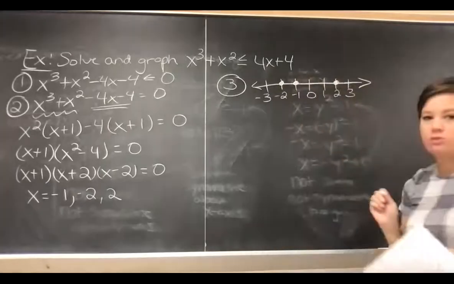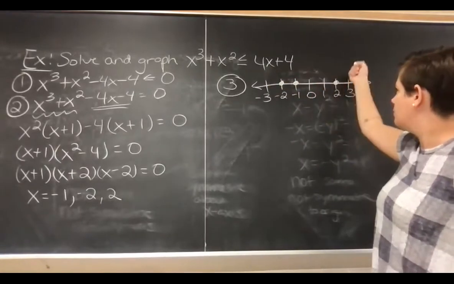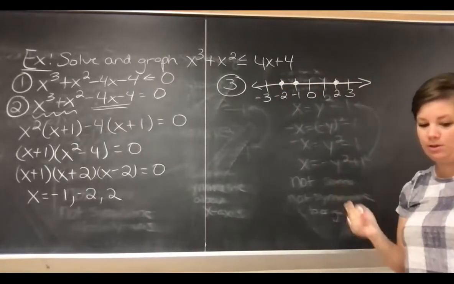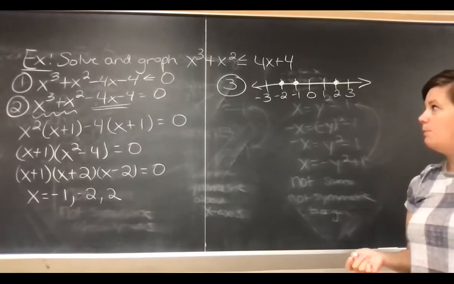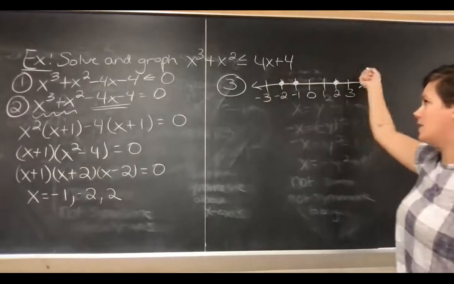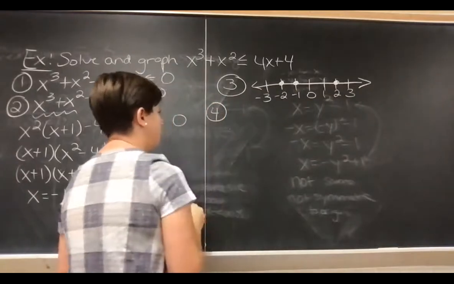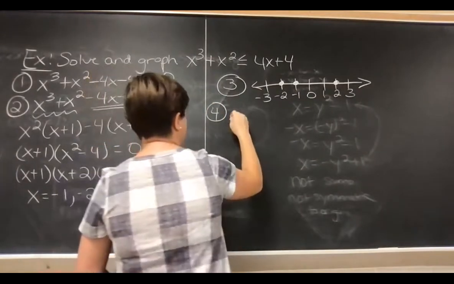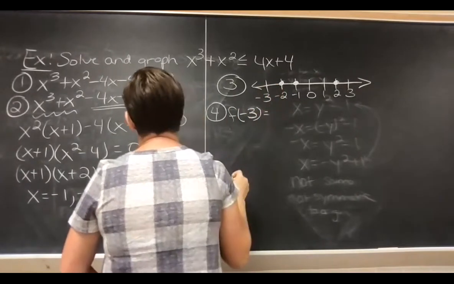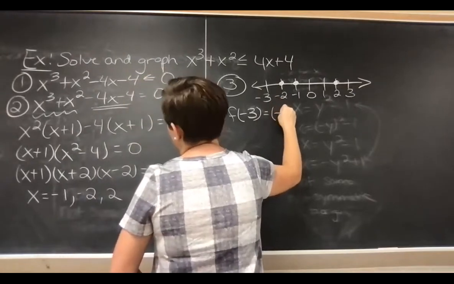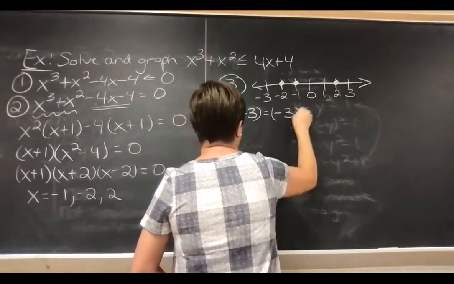The only thing that changes really is instead of just having 3 sections, I now have 1, 2, 3, 4 sections that I have to play around with. So that is what changes there. So I'm going to have to pick a test point from each of these 4 sections instead of just 3 sections. So step 4 is where you pick that test point. So I'm going to find f of -3 for this first one. So anywhere in the equation I have an x, I'm going to write -3.